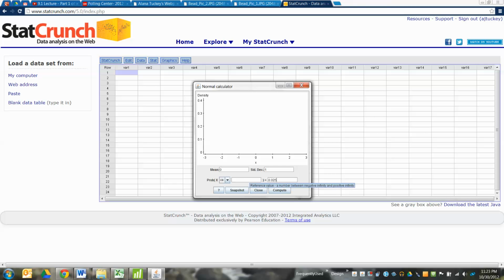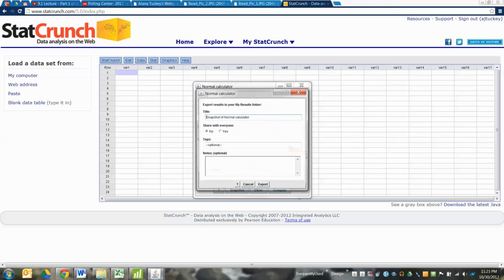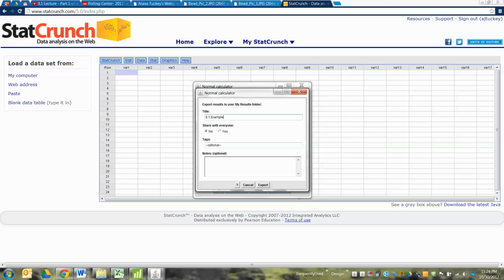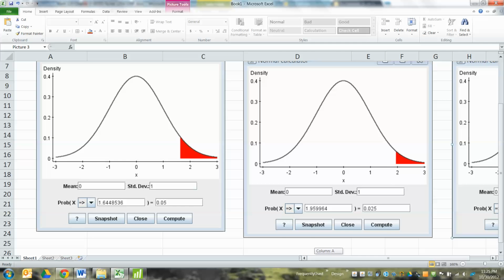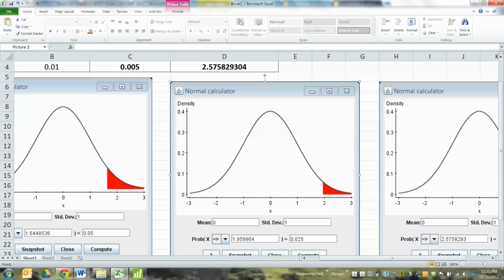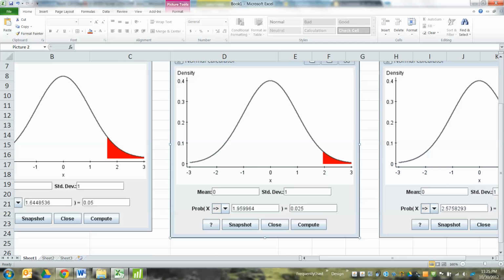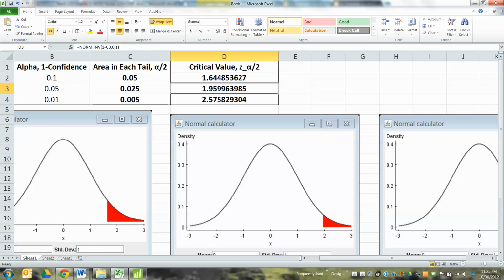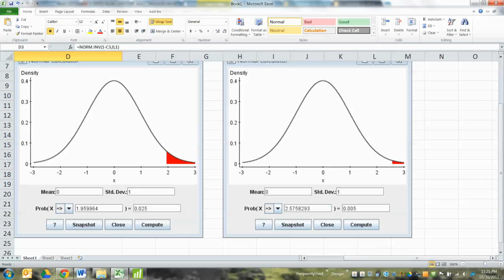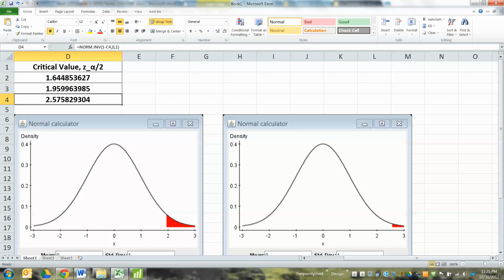Take a snapshot, label it, etc. All right, I'm going to pause. I'll be right back. I'm going to do this again, and I'm going to copy and paste them all into Excel. There we go. Now I got them in there, and you can see they're matching up. See the StatCrunch number right here is 1.9599. That's matching what we found with Excel. And over here, 2.576. That's matching what we found.